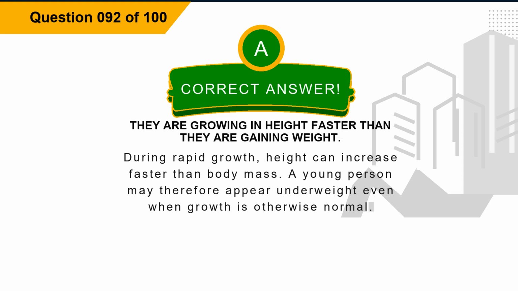Explanation. During rapid growth, height can increase faster than body mass. A young person may therefore appear underweight even when growth is otherwise normal.